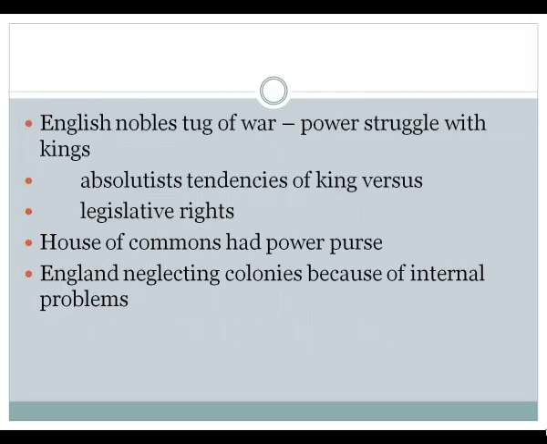Now, the English kings and the nobles are in a continual power struggle. The absolutist tendencies of the king versus the legislative demanding rights of the nobles. But the House of Commons, as I said, had the power of the purse, which is in effect the power to tax. And this gave them quite a bit of whip hand over the king, because they had to pay the king's salary. The king had to go through them to get money to start wars and to make up armies. So the House of Commons had a lot of power.